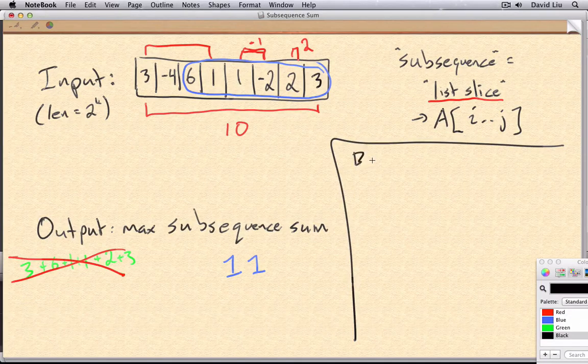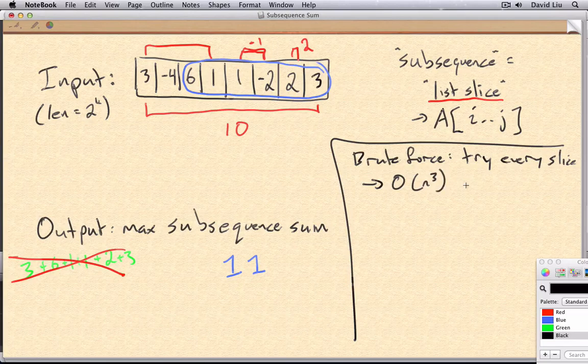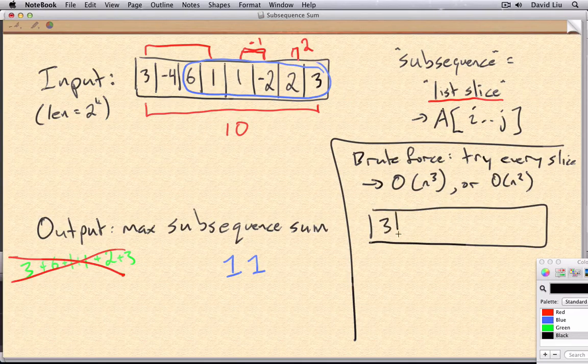Notice that the brute force algorithm is just try every slice. But this takes n cubed time, or n squared, if you're doing it cleverly. These are the algorithms which are shown in the 165 course notes, by the way. So what I'm asking you to do is come up with a divide and conquer algorithm for this question. How might that divide and conquer algorithm go?